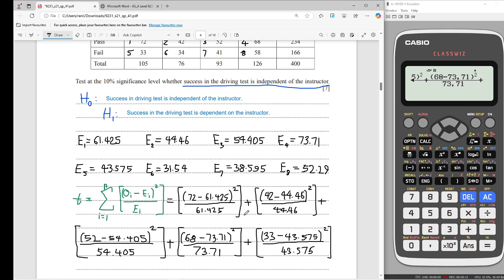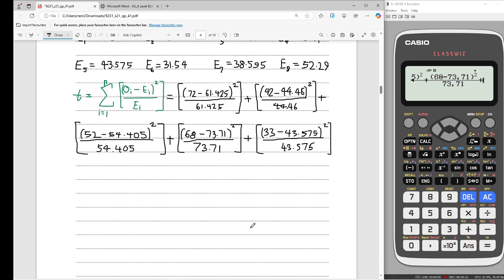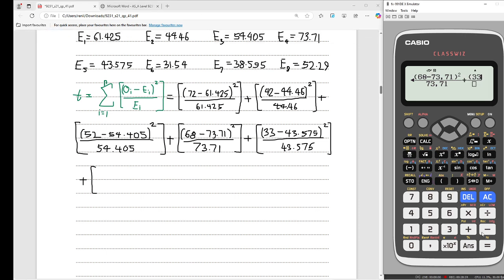Okay, so we found it for the first 5 values. Moving on to the 6th. Before I start, let's put this in: 33 minus 3.75, divided by 43.575. Also do note these extra brackets are not needed. I just do that so that it's easier to differentiate between our values, like when i equals 1, i equals 2. It just makes it much easier. Okay, so now that's equal.